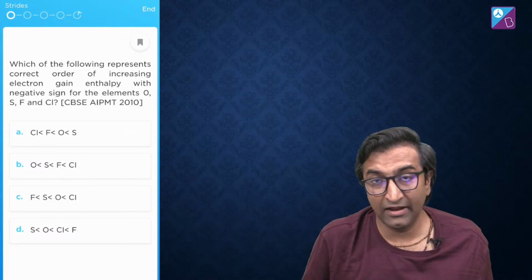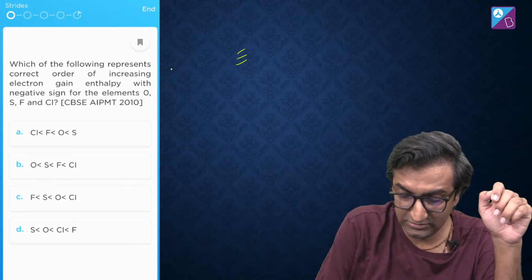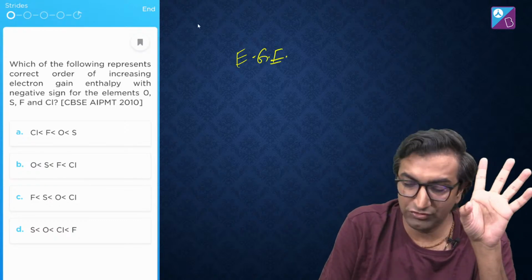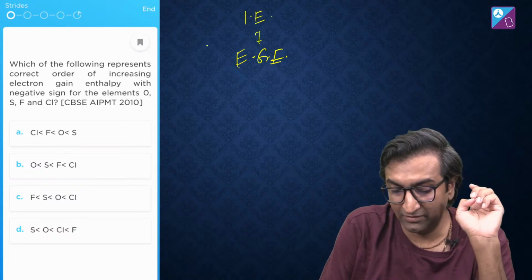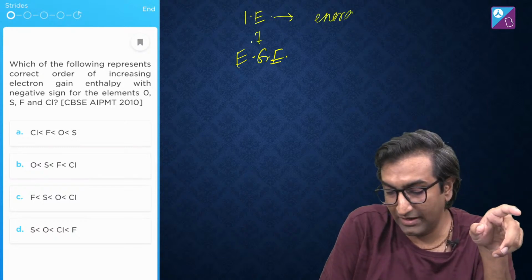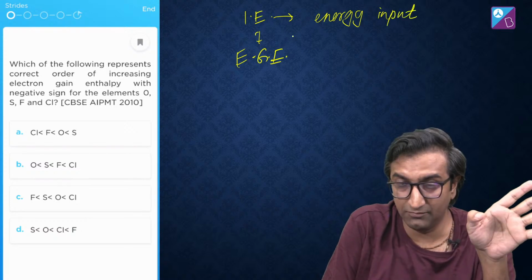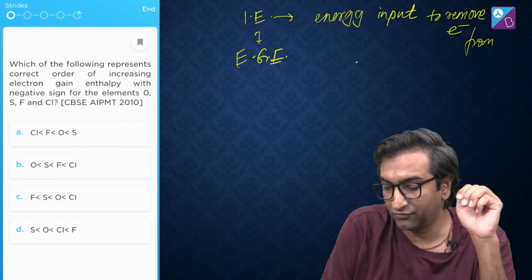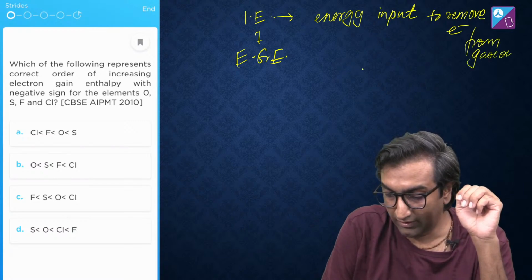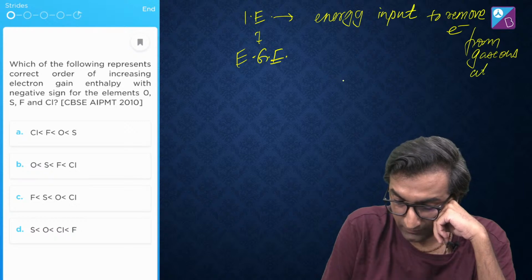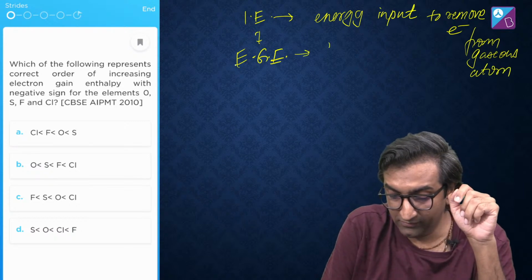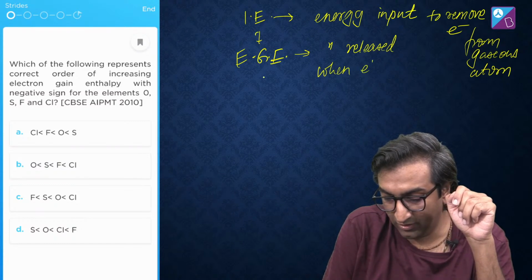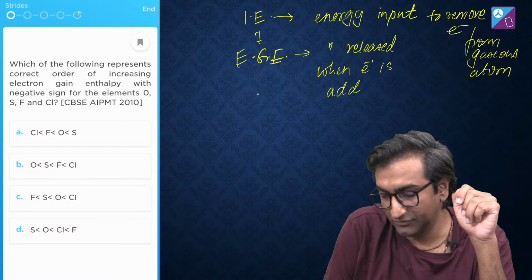So, electron gain enthalpy. What is electron gain enthalpy? EGE. And how is it different from electronegativity? There are two things, ionization energy and electron gain enthalpy. Ionization energy is the energy required, energy input, to remove electrons from a gaseous atom, etc. That is understood. What is electron gain enthalpy? This is the energy released when an electron is added to a gaseous atom. Same thing.